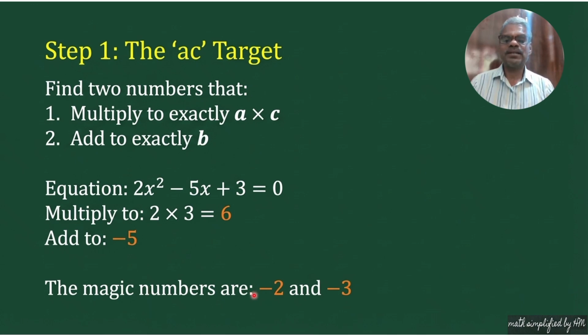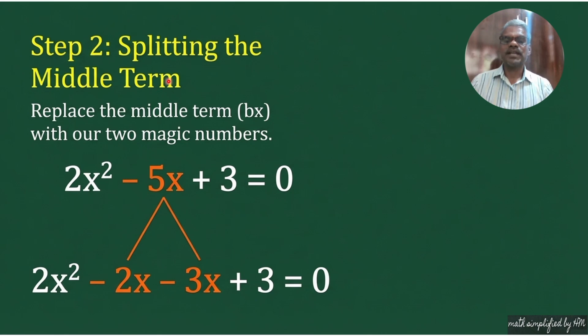And the magic numbers are here: minus 2 and minus 3. Minus 2 into minus 3 gives 6, and minus 2 plus minus 3 gives minus 5. Now step 2, splitting the middle term.